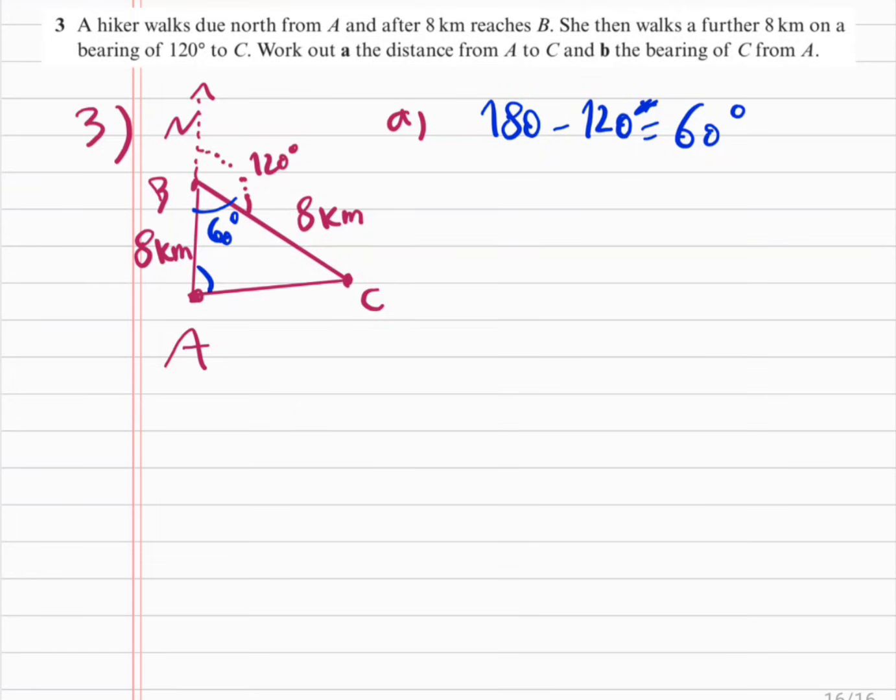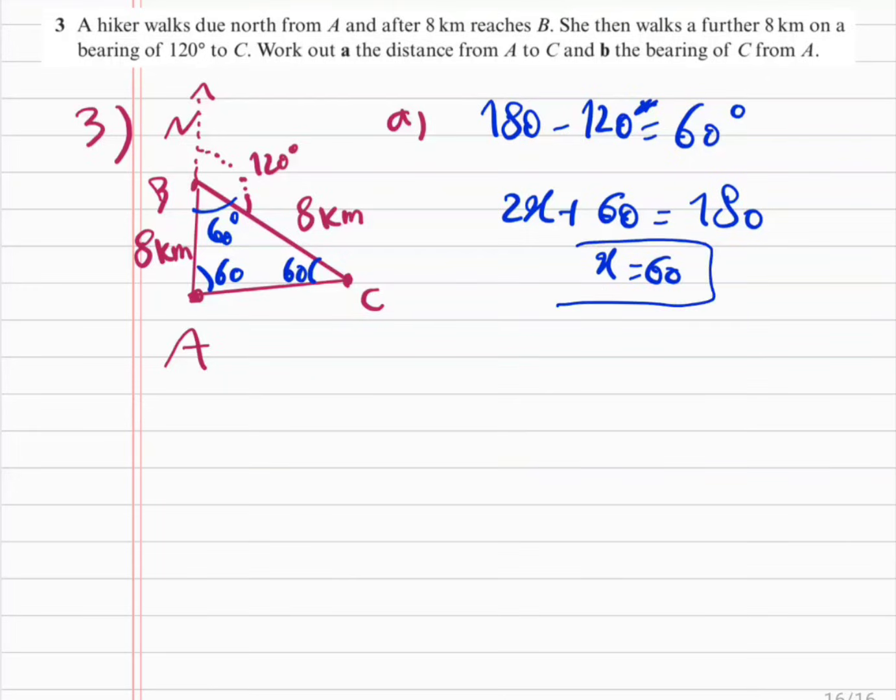So it's a very special case, because remember that in an isosceles triangle, these two angles are equal, right? So if we form the equation 2x plus 60 equals 180, then when we calculate this, x is also equal to 60. So that means this is an equilateral triangle, and therefore AC is also 8 kilometers. So we didn't even use trigonometry, even though this is in the trigonometry section. So therefore AC is simply 8 kilometers.